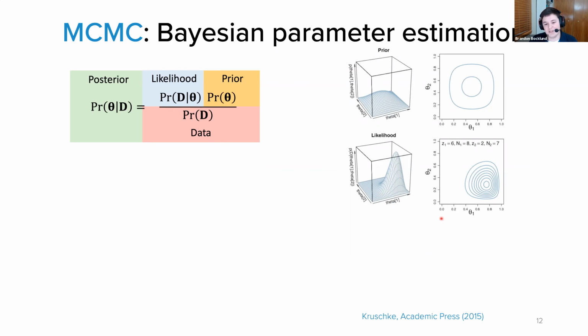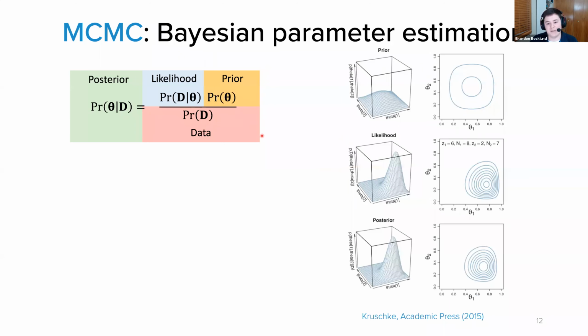So all values, in this case, between 0 and 1 of theta 1 and theta 2. And so if we compute the likelihood or the probabilities, we get this probability distribution here. And so again, using our Bayes theorem here, we can compute the posterior just by multiplying these together. And so you can see that the posterior is heavily informed by the likelihood, but it's a little bit smoothed out in a sense because of our prior.